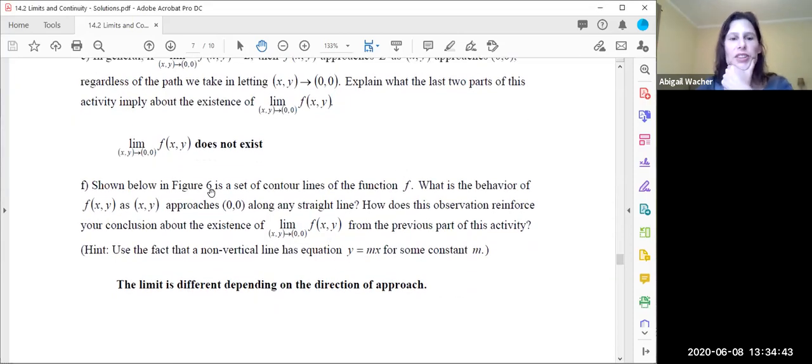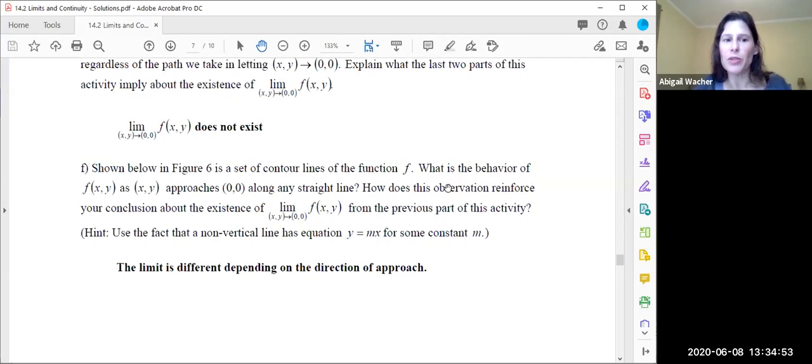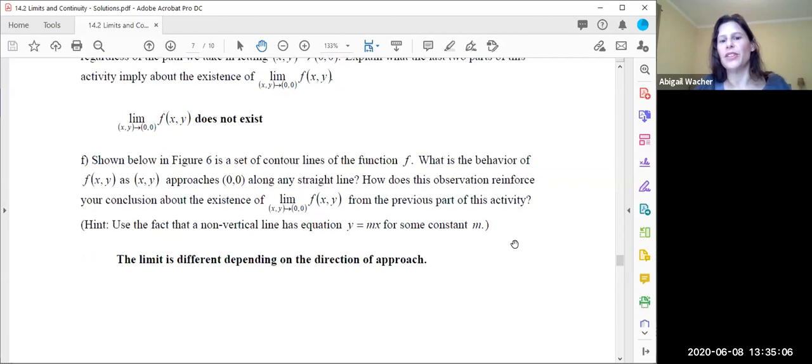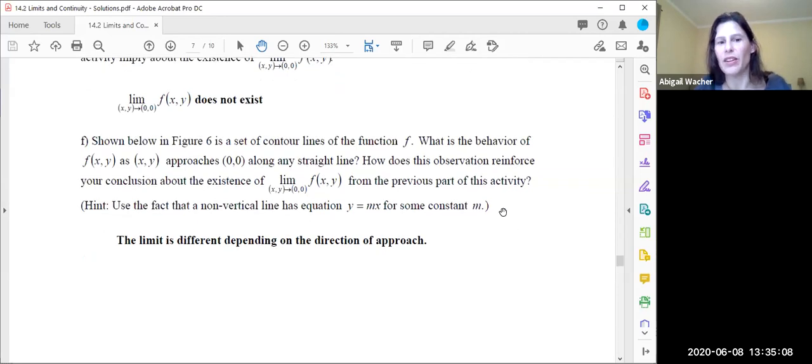Shown below in figure 6 is a set of contour lines of the function f. What is the behavior of f of x, y as x, y approaches 0, 0 along any straight line? How does this observation reinforce your conclusions about the existence of the limit as x, y approaches 0, 0 of f of x, y from the previous part of this activity? Use the fact that a non-vertical line has an equation y equals mx for some constant m.